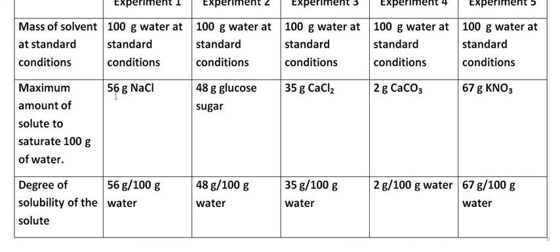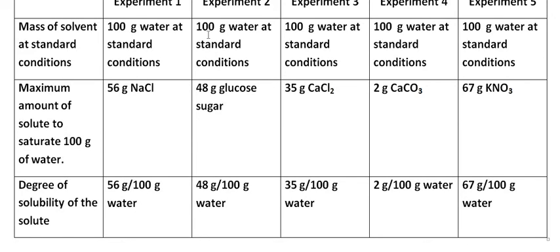Suppose you try to dissolve sodium chloride. What will happen here? When you add sodium chloride to water, it dissolves. When you add more salt, it dissolves. When you add more salt, it dissolves, till a maximum of 56 grams of sodium chloride is dissolved in 100 grams of water. We say that the degree of solubility of sodium chloride is 56 grams per 100 grams of water.